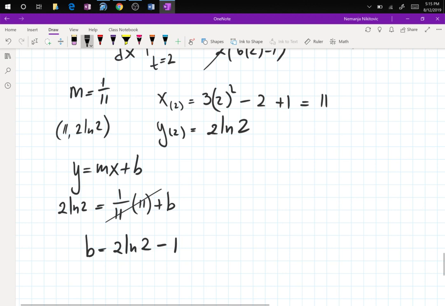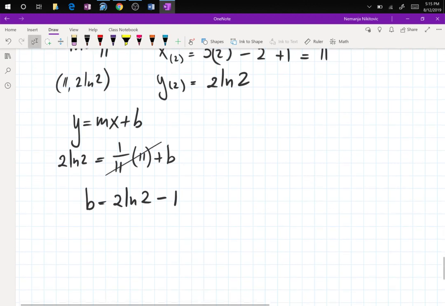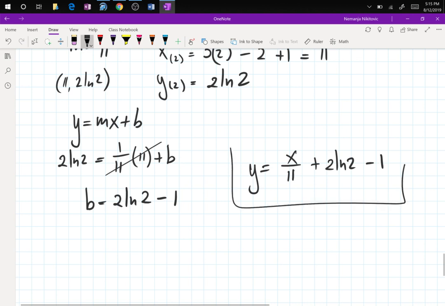You can make it fancy if you bring this 2 inside the ln, so make it ln 4 minus 1. But no one cares. So y is equal to x over 11. That's your 1 over 11 times x, for m times x, slope times x. And then plus 2 ln 2 minus 1. And that is the tangent line. Tangent line at t equals 2 seconds.